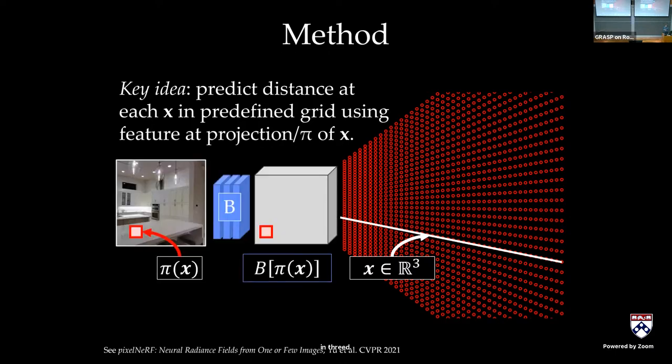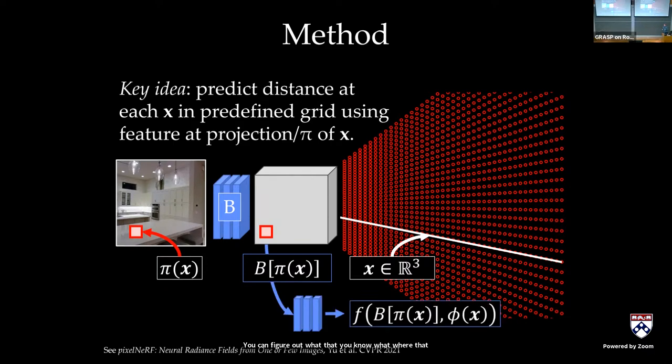Specifically, I'm going to go look inside a convolutional feature map. You can think of the deep network as simply providing some sort of feature for every single location in 2D. And for every single position in 3D, you can figure out where that projects to, and you can use the feature there. You can put that into a deep network, and then you can predict, for example, the distance to the nearest surface for that point in 3D. And this is how a lot of things like PixelNeRF work. If you've seen these before, this is how a lot of standard techniques work.